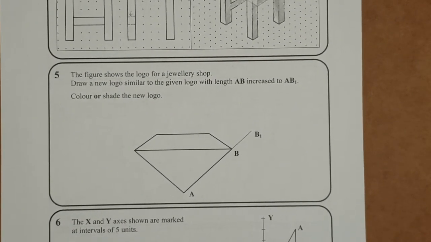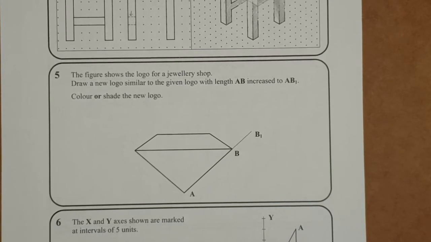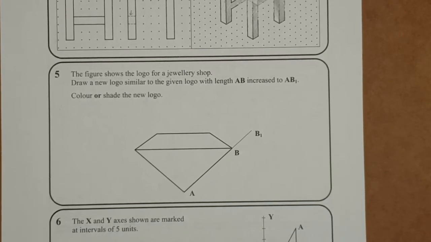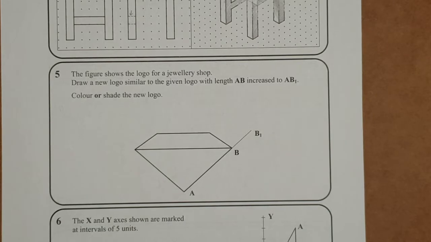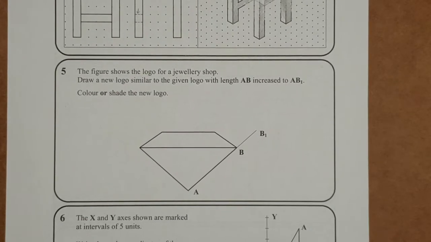The figure shows the logo for a jewellery shop. Draw a new logo similar to the given logo with length AB increased to AB1. So similar means the same proportions but different sizes. So it's going to be the same proportions and the same orientation, but just different dimensions. The main thing here is angles don't change.